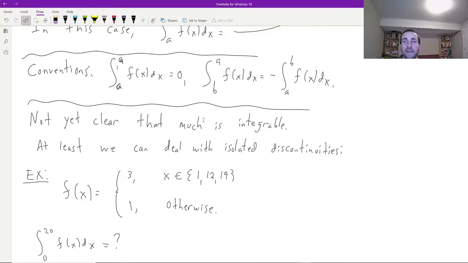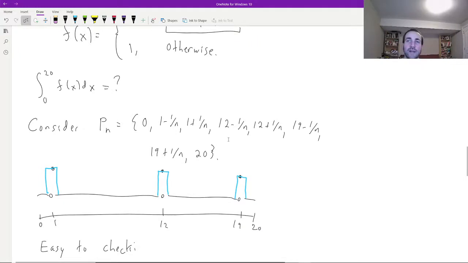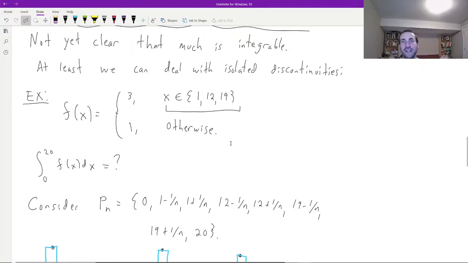I have a function f of x, which is 1 almost everywhere, except at 3 particular values of x, where it takes the value 3. I want to say, hey, what's the integral from 0 to 20 of f of x dx? Okay, so I think we can all guess, right? The integral has to be 20, right? Because f is basically 1 everywhere.